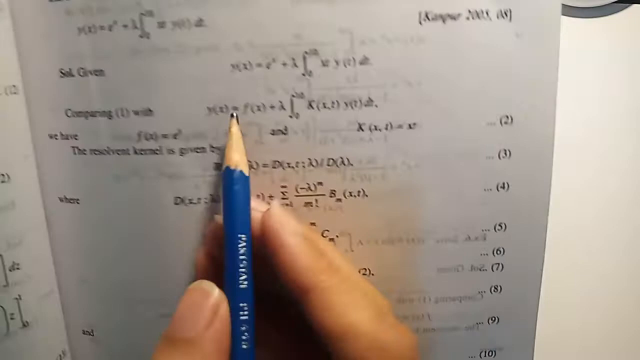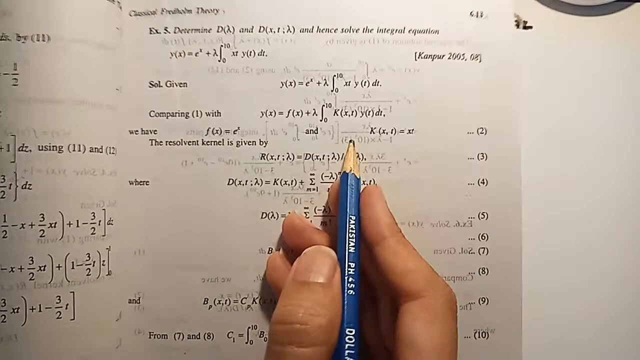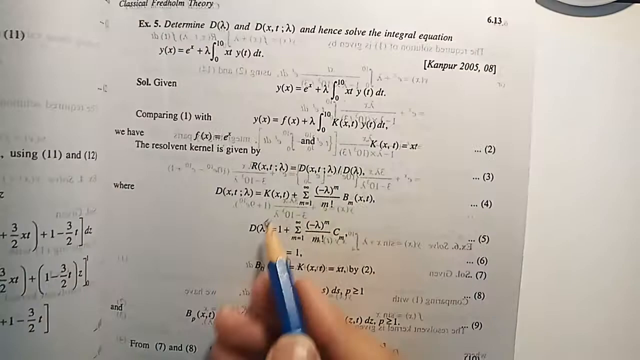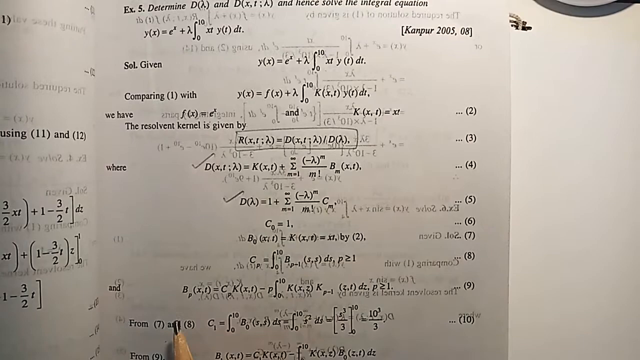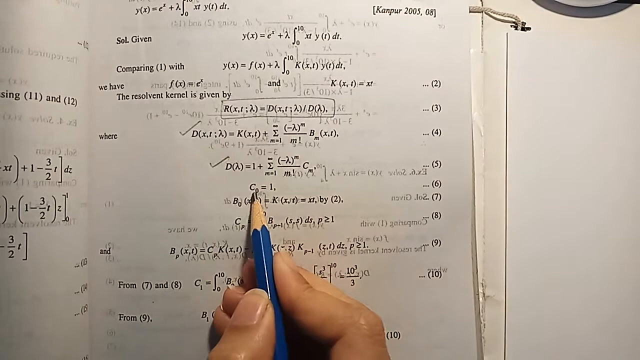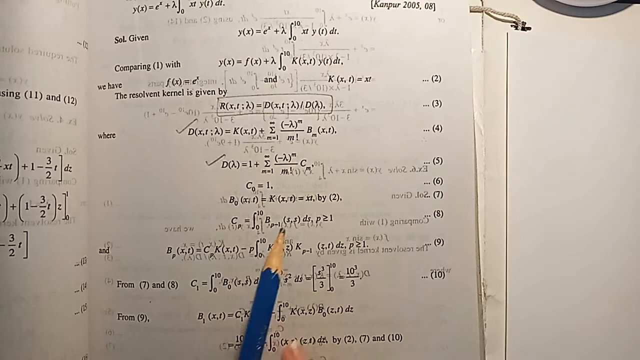You know that your f of x is right now e raised to power x and your k of xt right now is x raised to power t. The formula for resolvent kernel is d of xt lambda over d of lambda. And you have to write the formula of d of xt lambda and the formula of d of lambda, the same formula I told you before. I'm going to use the alternative method for finding C1, C2 and so on, B1, B2, that was easier.